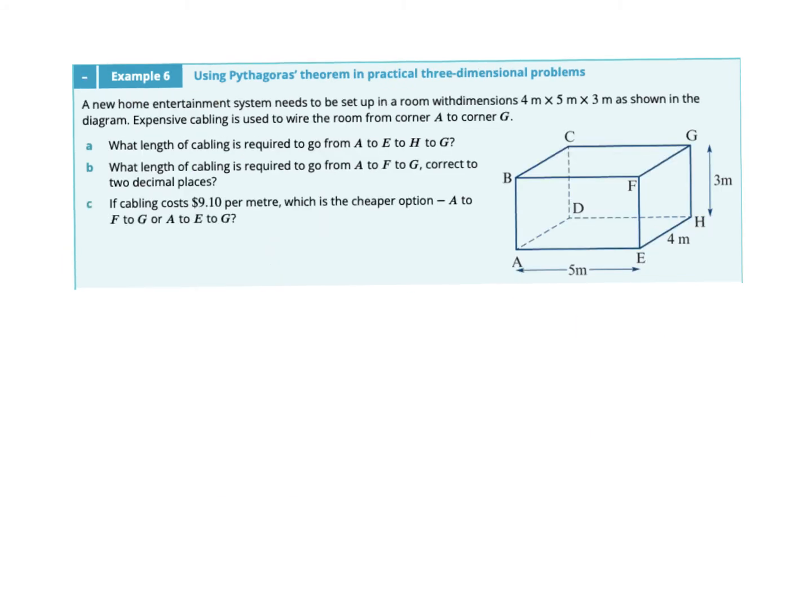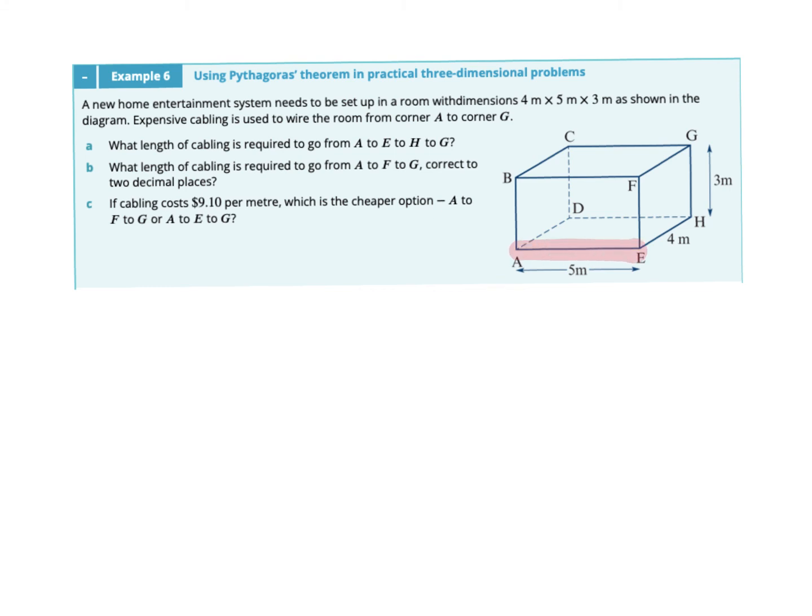Okay, a new home entertainment system needs to be set up in a room with dimensions 4 metres by 5 metres by 3 metres as shown in the diagram. An expensive cabling is used to wire the room from the corner A to corner G. Okay, what is the length of cabling required to go from A to E and then G to H? So you just got to follow that one. That one's pretty easy. We're just going to go from A to E.